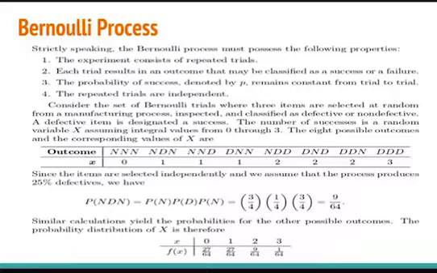And of course, we need to define our X. X is the number of defective items. In the first one, NNN means the 3 items are non-defective. In that situation, X will be 0. Don't forget, what does your X represent? The number of defective.